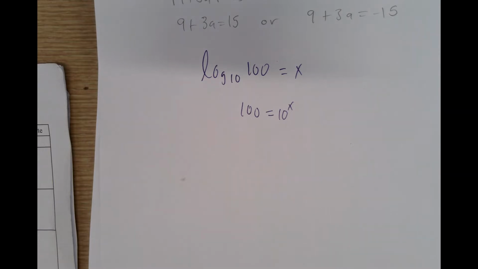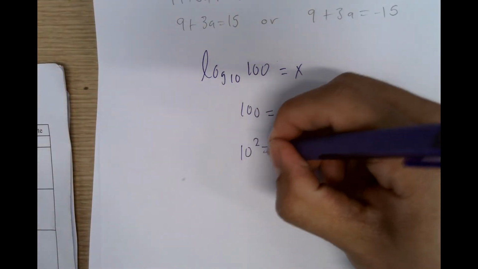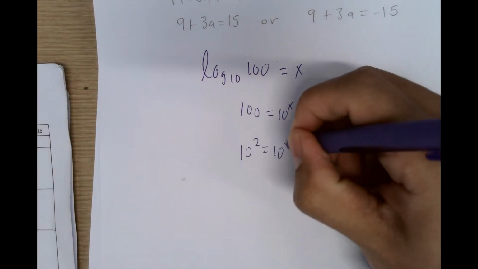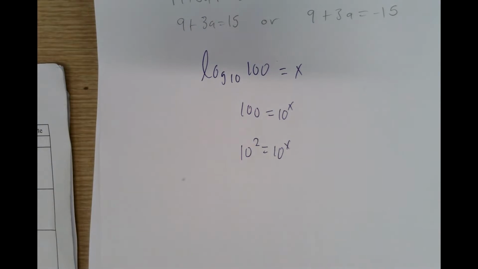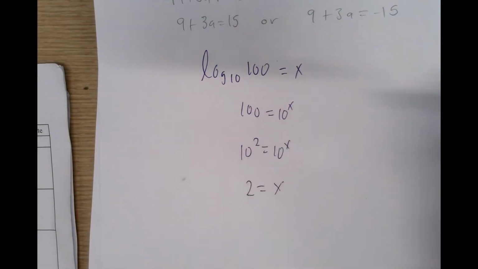At this point, you could do it one of two ways. The first one is to make them equivalent bases. So 10 to the second power is equal to 10 to the x. Since they both have the same base, you can just say their exponents are equal. You have 2 equals x.